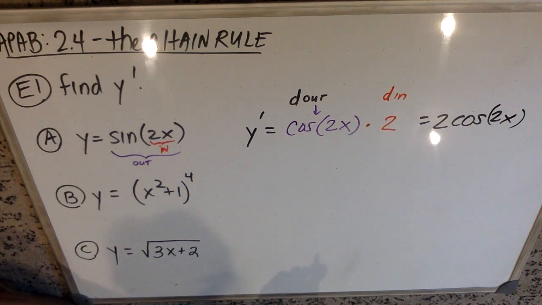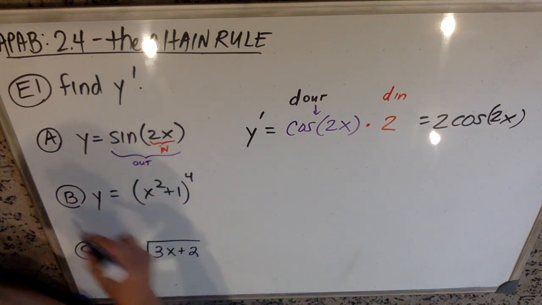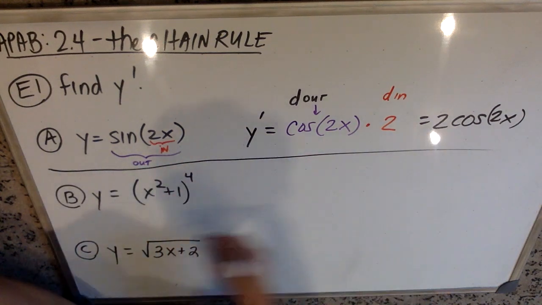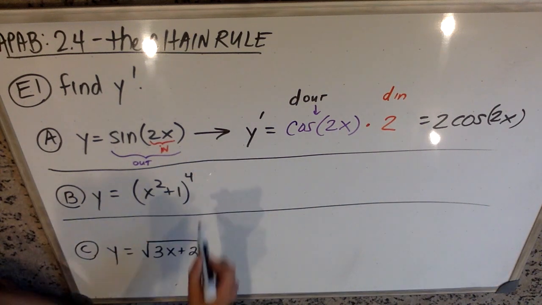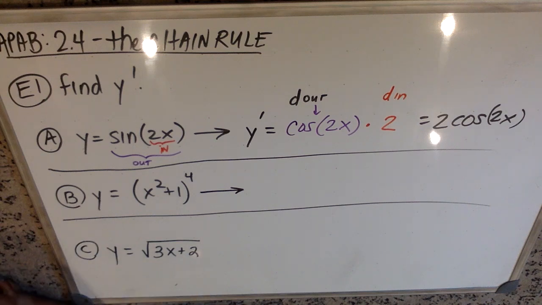So my final answer for A is going to be 2 cosine of 2x, and the 2x stays inside the cosine. Okay? So when we look at B, let me do some nice little lines to make this a little bit easier, and I'm just going to put an arrow to make it clear that that wasn't equal. So when I look at B, now there is an interesting option here.